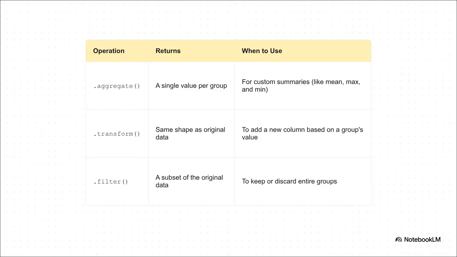And this little table here is so helpful because it really breaks down the difference. Think of it like this. Aggregate gives you back a small summary table, 1 value per group. Transform gives you back your entire original table, but with a new column that knows about the group's value. And filter also gives you back a version of the original table, but it's just a subset, with some groups kicked out. Getting this difference is absolutely crucial.